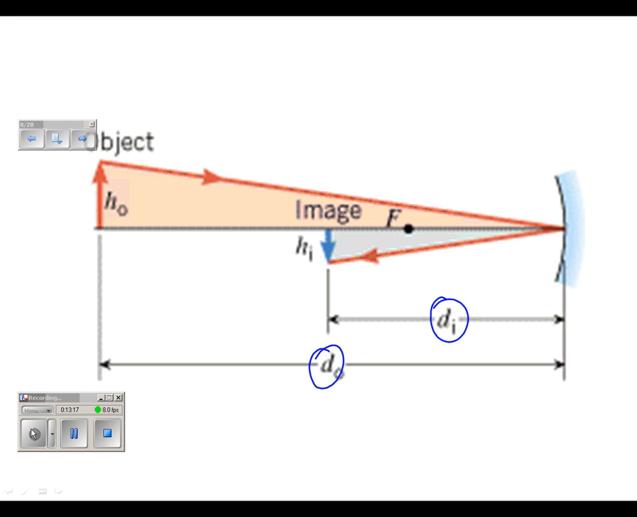And there are other variables here. The height of the image is this height there, and the height of the object is this height here. The last variable we have to know is the focal length. That's from the focal point to the mirror. That's our focal length. And now we can use all these variables with our equations to solve our various physics problems, to calculate where the image distance is or the object distance is, etc.